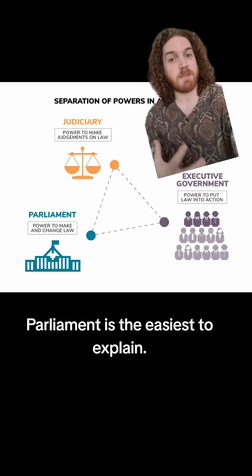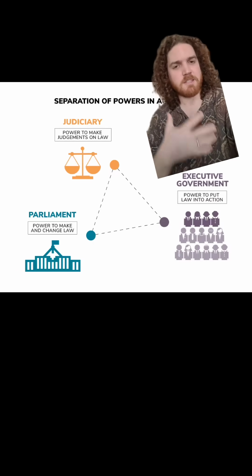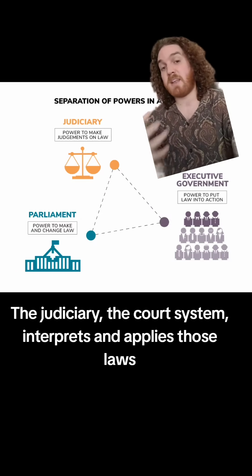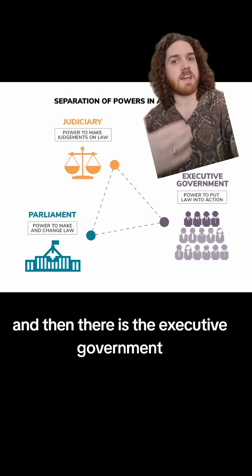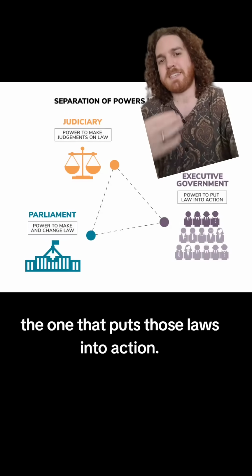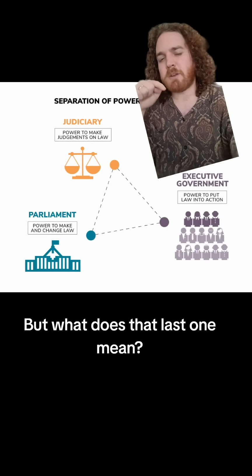Parliament is the easiest to explain. That's where they make the laws. The judiciary, the court system, interprets and applies those laws. And then there is the executive government, the one that puts those laws into action. But what does that last one mean?